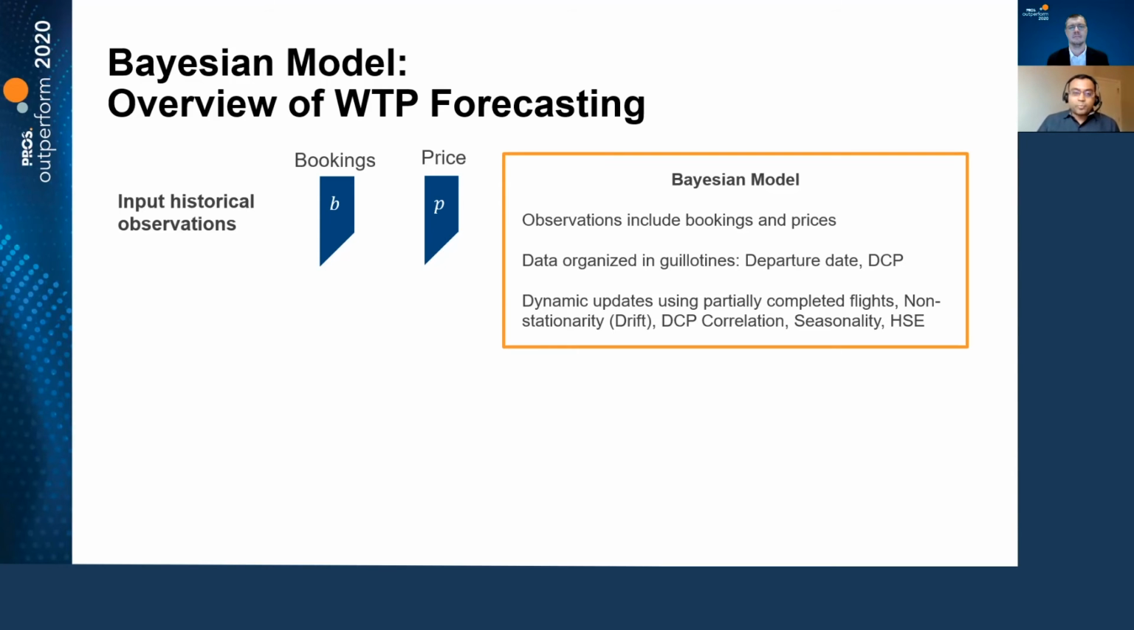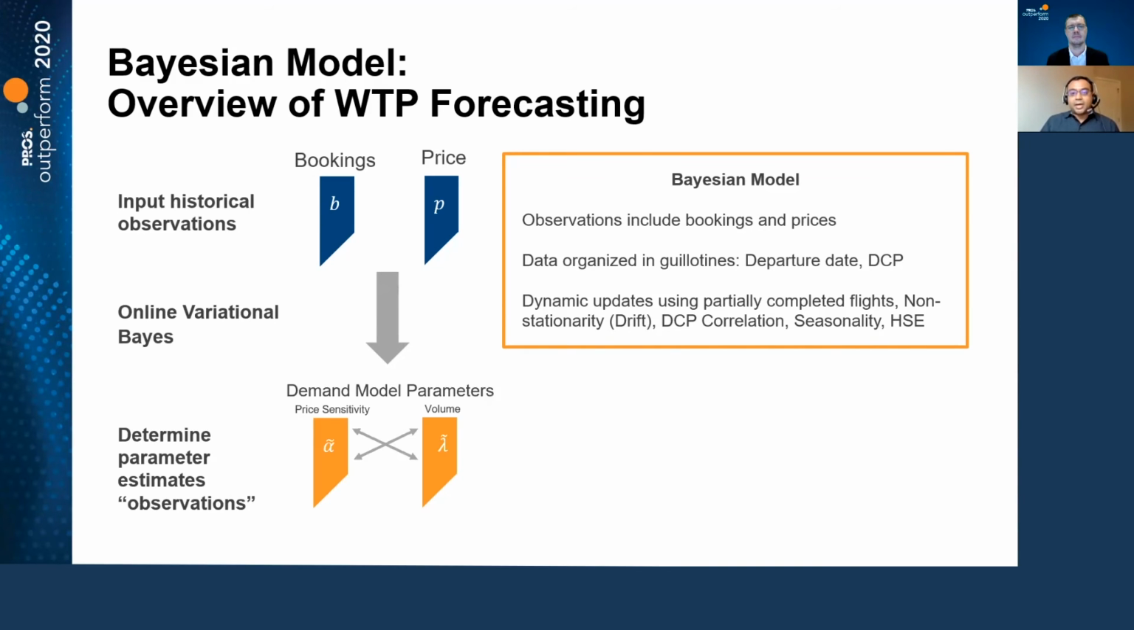So for this forecaster, in addition to the bookings, another piece of information that we take is the average offered price paid for that product in a particular period of time. So that's a new kind of input that this forecaster uses. Once you have this historical booking and price information, we apply a methodology called online variational Bayes, which is a machine learning technique to come up with uncensored demand estimates or parameter estimates for our demand response model. These are these alpha and lambda values for the historical period.